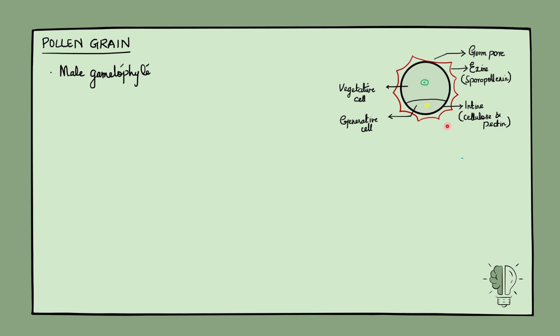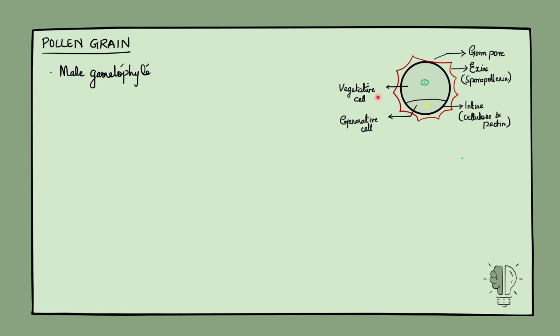And they have two layers. The outer layer is called exine and the inner layer is called intine. Now the exine is made up of a substance called sporopollenin and intine is made up of substances called cellulose and pectin. If you observe the outer layer, you can see a depression here. This is a region where the sporopollenin is absent and this region is called germ pore. And within the pollen grain, there are two cells, a large cell which is called vegetative cell and a small cell which is called a generative cell.